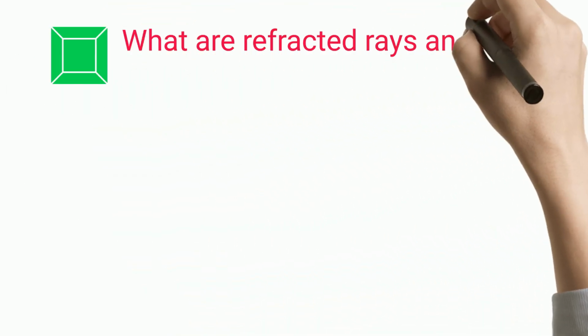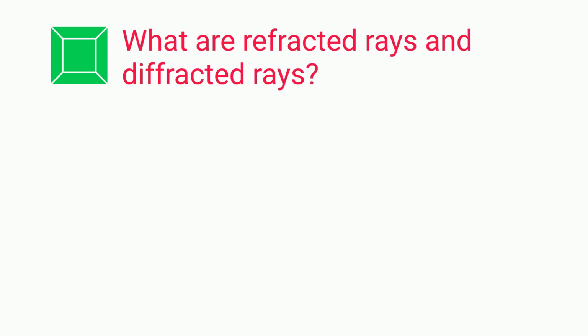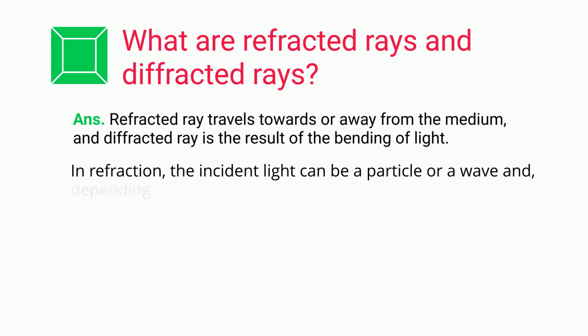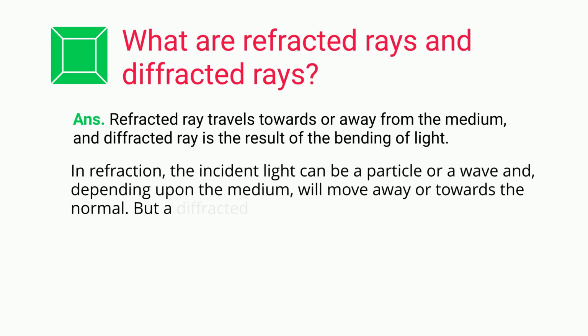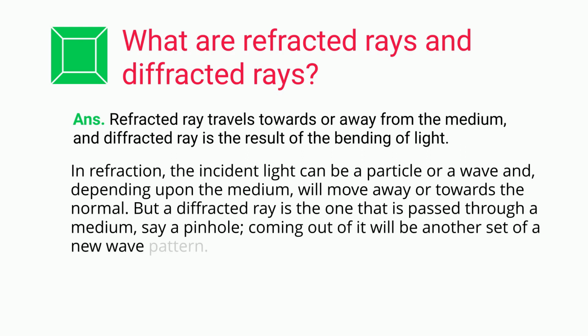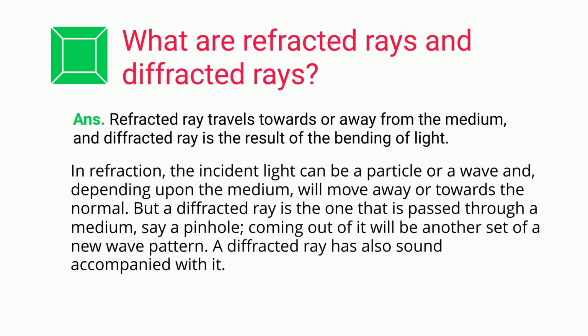What are refracted rays and diffracted rays? A refracted ray travels towards or away from the normal, and a diffracted ray is the result of the bending of light. In refraction, the incident light can be a particle or a wave and, depending upon the medium, will move away or towards the normal. But a diffracted ray is the one that is passed through a medium, say a pinhole. Coming out of it will be another set of a new wave pattern. A diffracted ray has also sound accompanied with it.